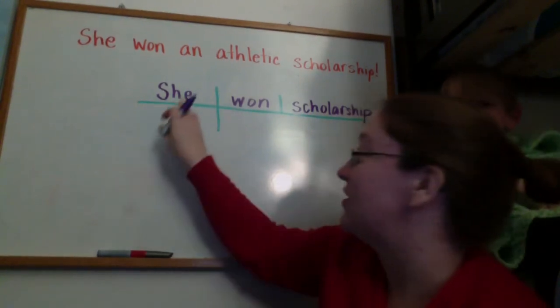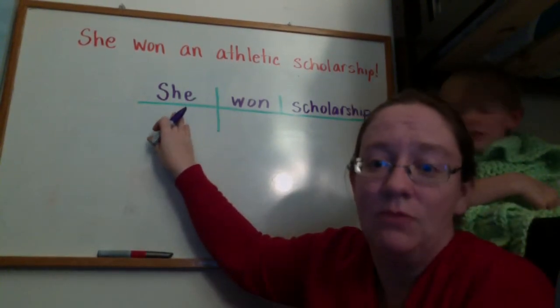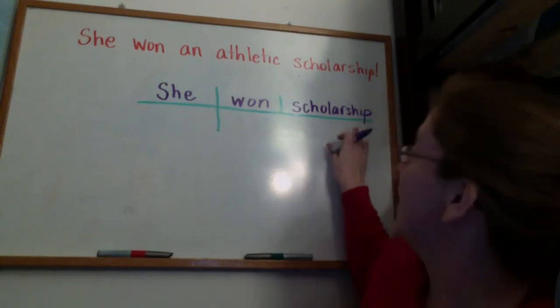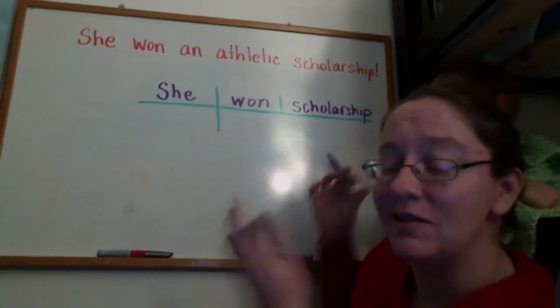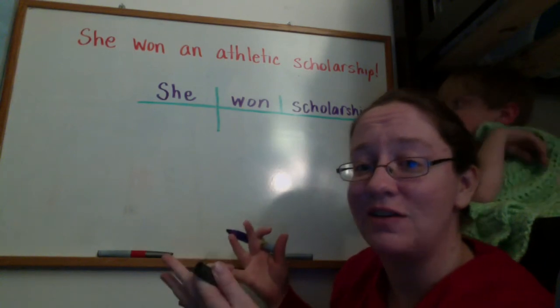We know that this is a noun. In this case, it's a pronoun, which is a special kind of noun. And over here, we have another noun. SHIP is one of our noun endings, so we know we've got our diagram correct so far.